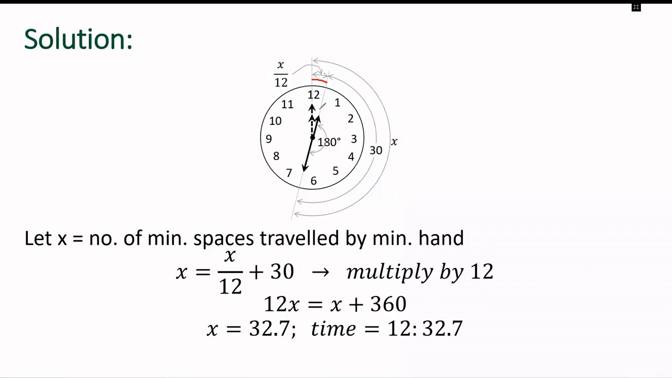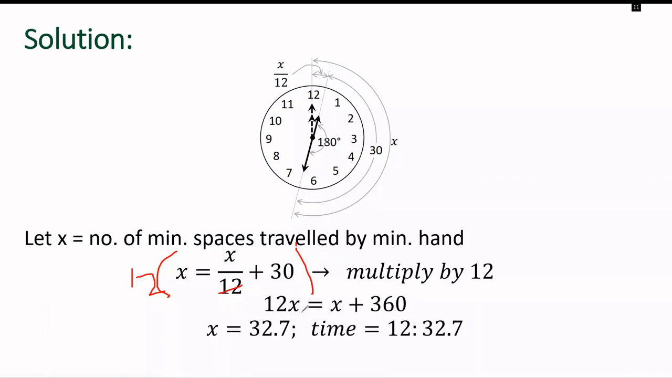Okay, we do not know this distance, so x over 12. So the total distance is x. So we have this equation. Simple enough. We will just multiply this by 12, so that this one is eliminated. So 12x is equal to x plus 360.